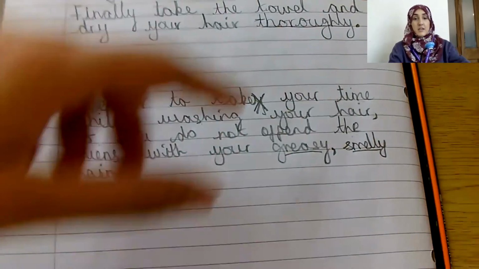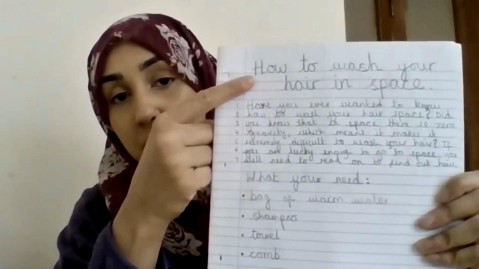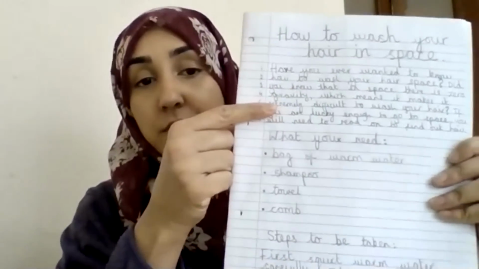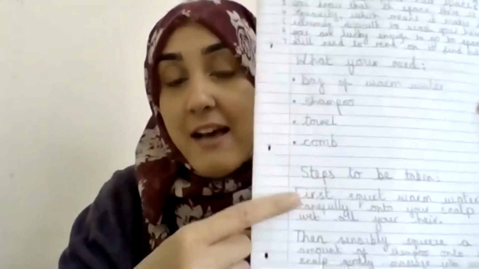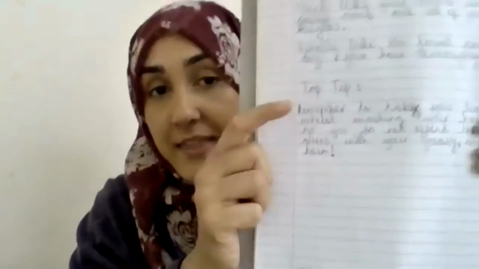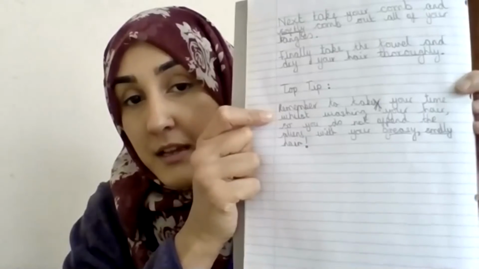Okie dokie, Morris class, let's stop sharing and we're back on full screen. So well done for completing your writing. So now let's see from the beginning. We have our title. We have our introductory paragraph. We have our equipment list of what you need. We then have our steps to be taken, which then go on to the next page. And then right at the end, we have our top tip.